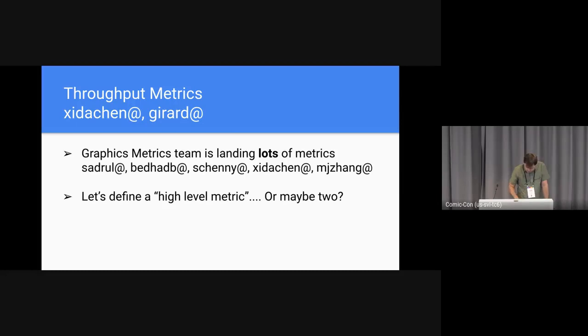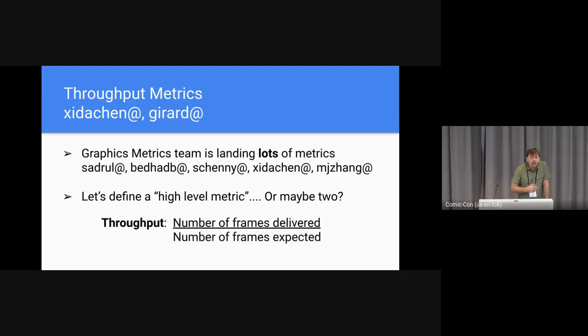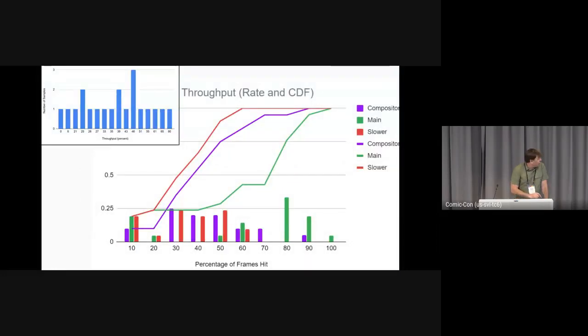So we decided that a first cut at this would be the throughput metric. Throughput is basically the same thing as a frame rate in a video game, except it's normalized because we've got a whole bunch of devices out there with different frame rates. You wouldn't want the high-speed devices to dominate the metrics, so it's normalized to whatever we're expecting to get. All of this landed in M77.